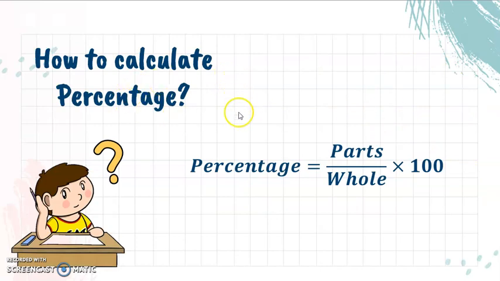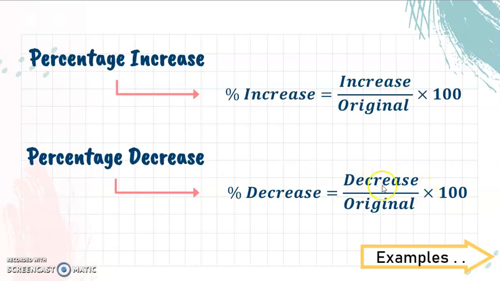So next, how do you calculate percentage? Percentage is equal to parts out of whole number multiplied with 100. Also in percentage, you need to remember what is percentage increase and percentage decrease. Percentage increase is equal to increased value divided by the original value multiplied with 100, whereas percentage decrease is equal to the decreased value divided by original value multiplied with 100. It always multiply with 100.